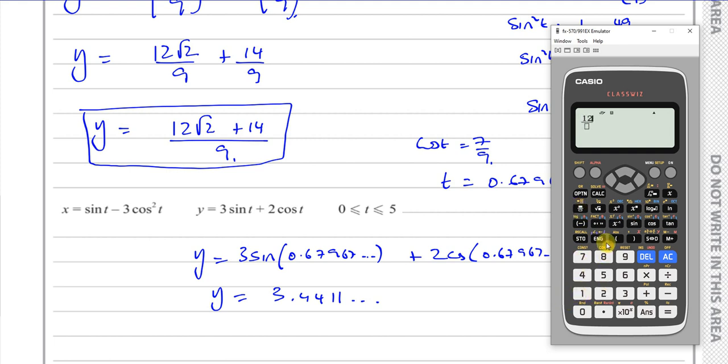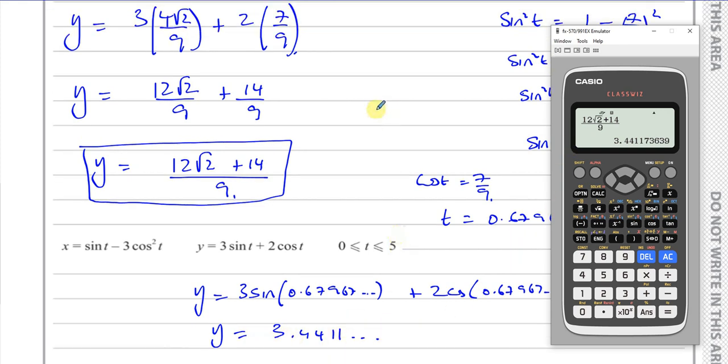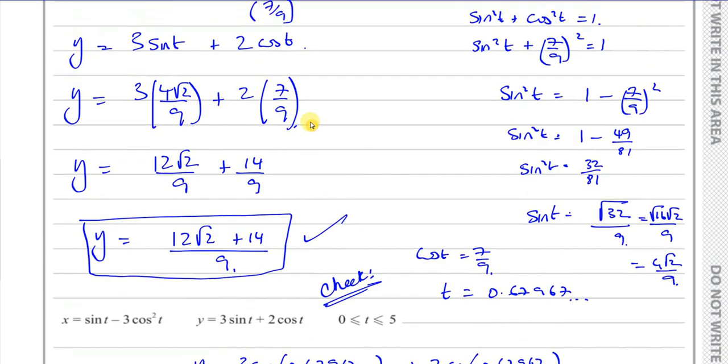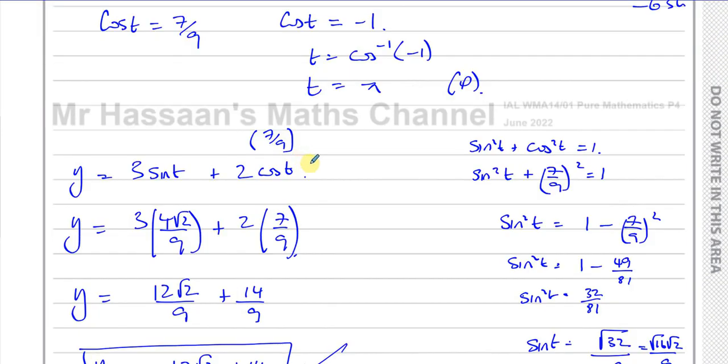So let's see what this gives us. We have 12 times root 2 plus 14 divided by 9. Now, when I press SD, it should give me the same thing. And it does. So we can be rest assured that we have done it correctly. What we've done here is like a little check. If you get time, you want to make sure that you haven't made a silly error somewhere, you can check to see if your answer is correct.